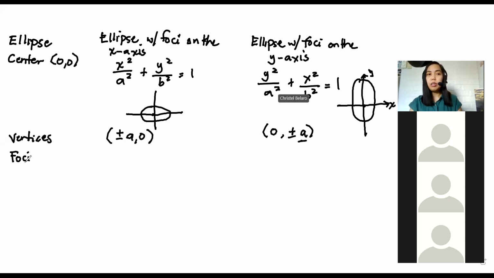So sabi natin, kung nasa ng vertices, nandun din ang foci. But foci is for c. Positive, negative c, 0. Okay? The coordinates for foci, positive, negative c, 0. And if the foci is on the y-axis, the coordinates for foci is 0, positive, negative, c.